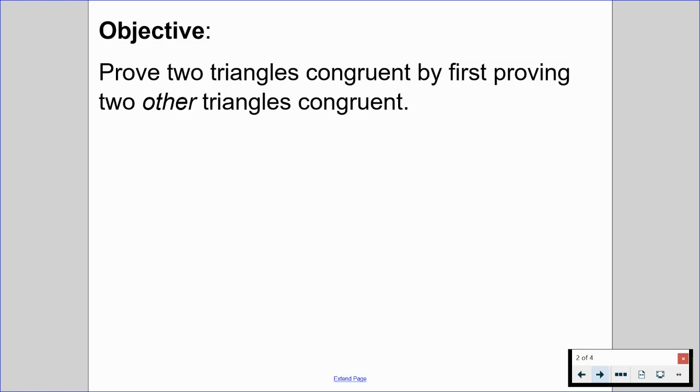By the end of this video, we should be able to prove two triangles are congruent by first proving two other triangles to be congruent. So let's have out our guided notes.